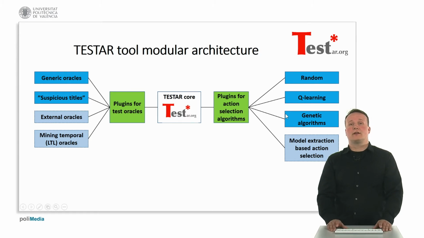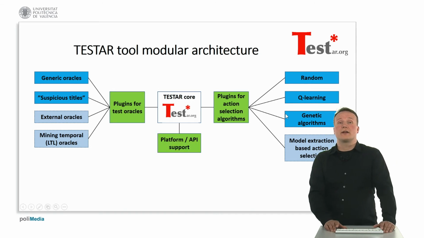Then there's another topic for research which is still ongoing, and that's using model extraction for the action selection. This way you can learn the model, and while still exploring the UI, you can use the existing model for guiding the action selection into specific directions. And this is a very good way to explore every part of the UI during the exploration.